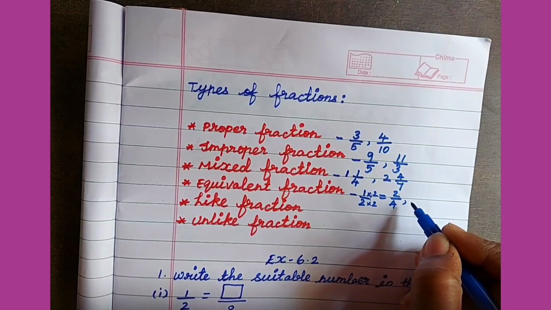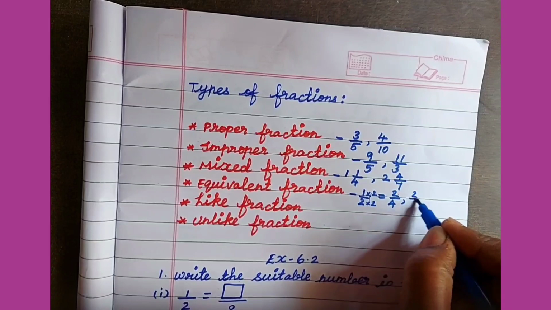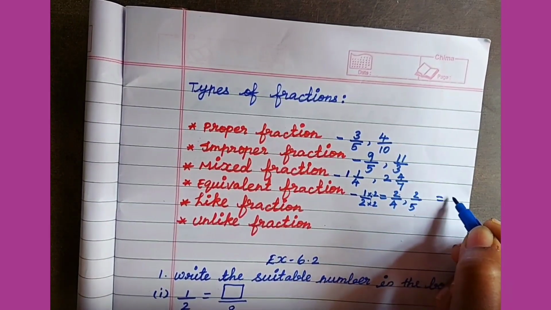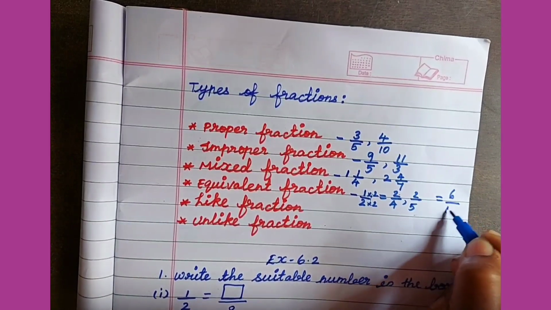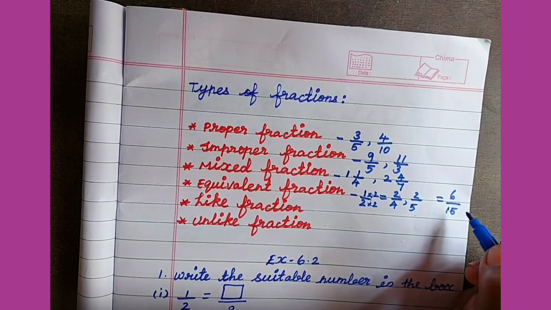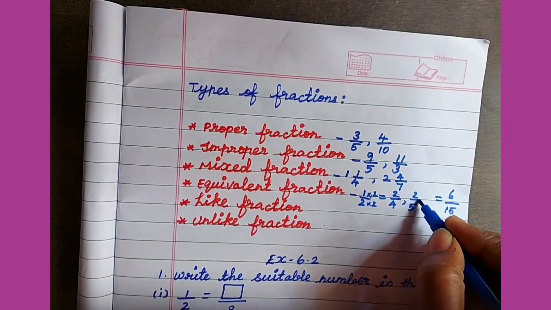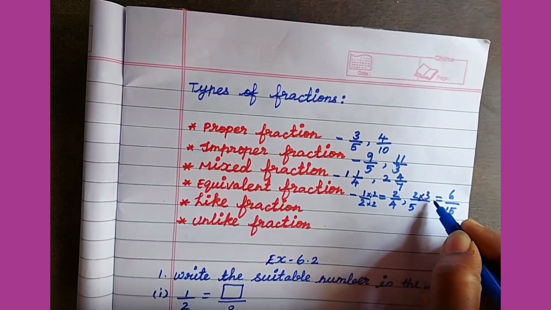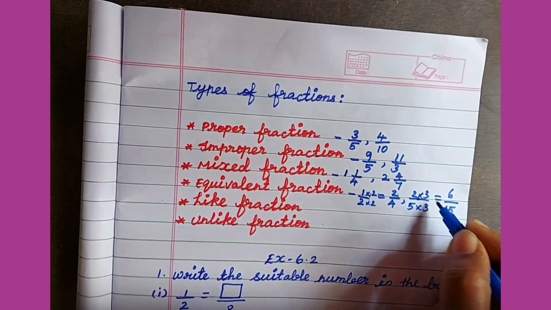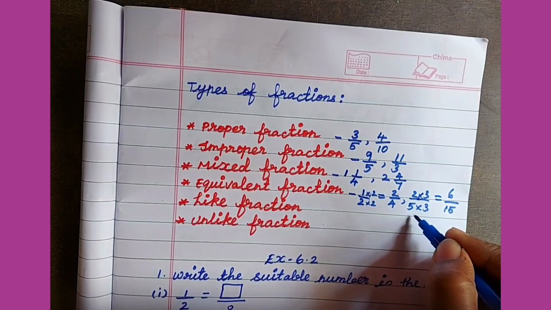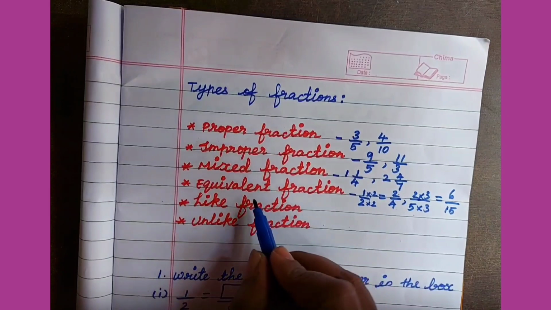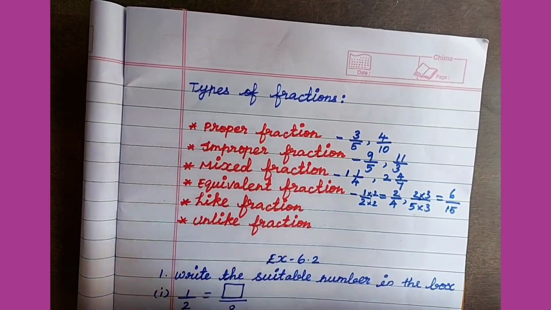Another example, 2 by 5 is equal to 6 by 15. These two fraction values are equivalent, because we multiply by 3. 2 3s are 6. Again 5 3s are 15. Both numerator and denominator we multiply by the same number, and we get the value. That is called an equivalent fraction.